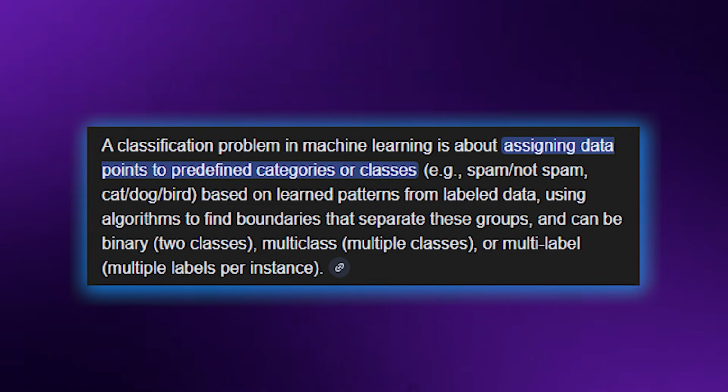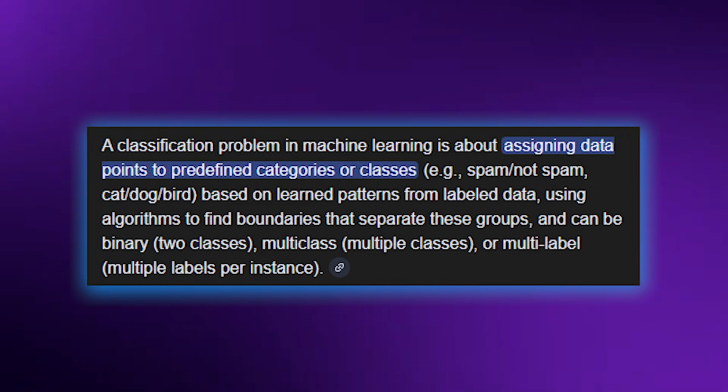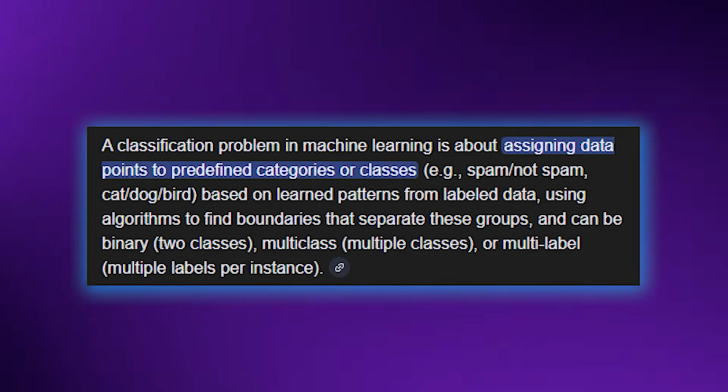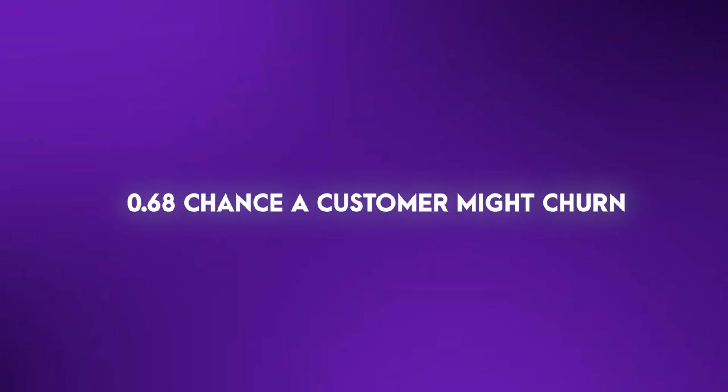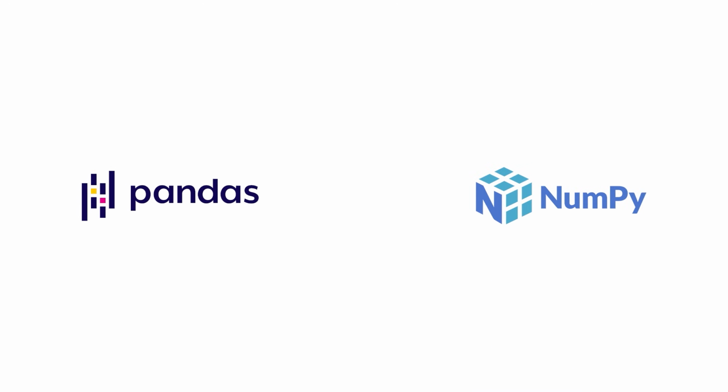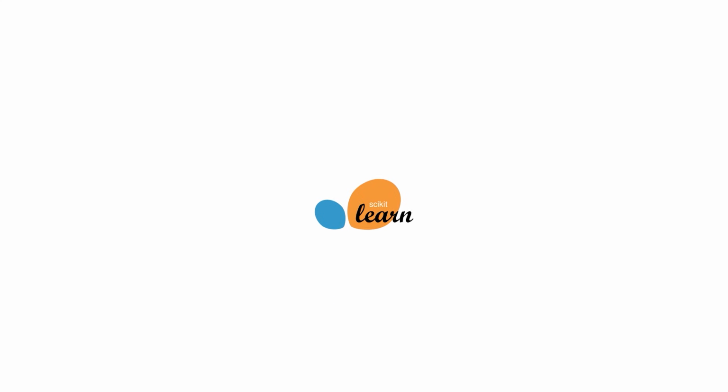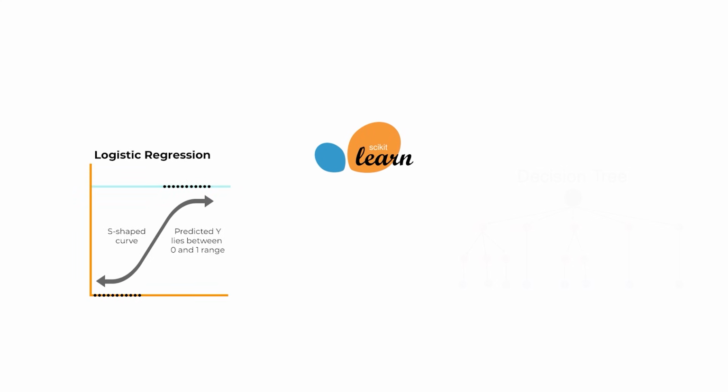Classification means the model assigns data points to predefined classes instead of predicting numbers. But the model doesn't just output yes or no, it predicts a probability. For example, a 0.68 chance that a customer might churn. That probability is what companies use to decide when to act. From a tool perspective, everything stays familiar. You use pandas and NumPy to clean and explore structured data, then you use scikit-learn to train classification models like logistic regression or decision tree.